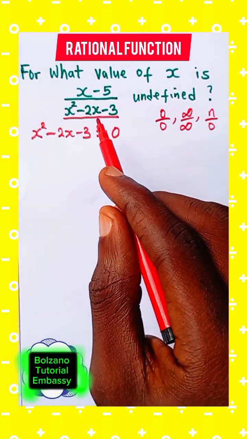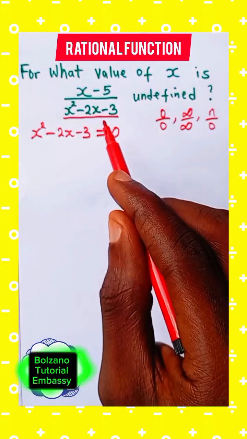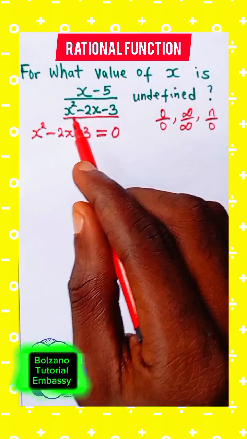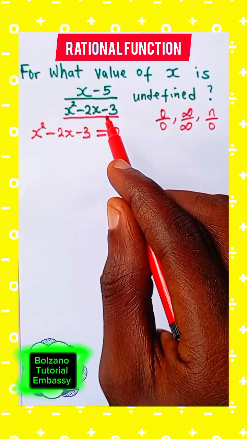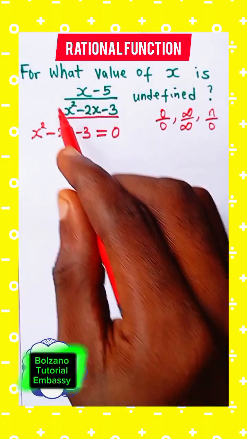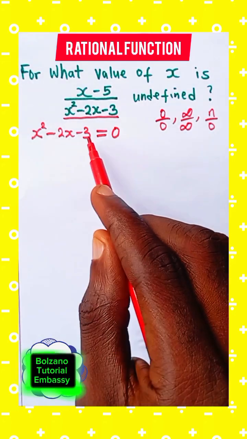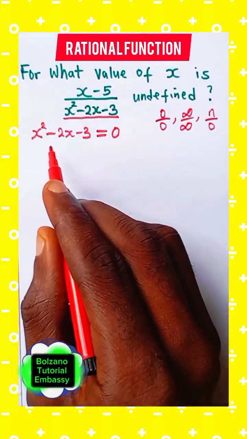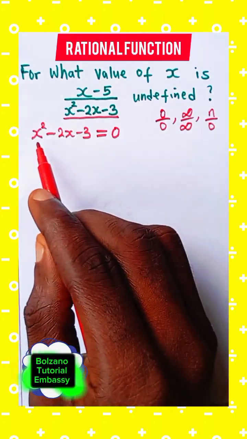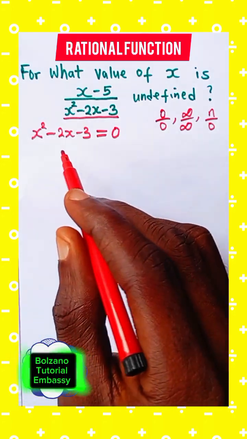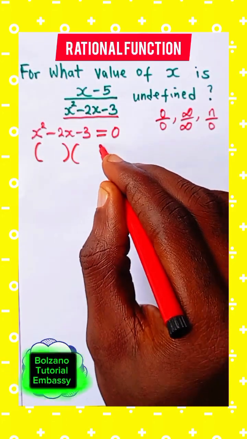Alright, so the next thing we do, since it's a quadratic expression, it means there are possibly two values that can lead this denominator to become 0, and hence make the entire expression become undefined. Now that we have this, let's find the values of x. Since it's a quadratic expression, we can simply find the values of x using the factorization method. So let's create two brackets in this manner.